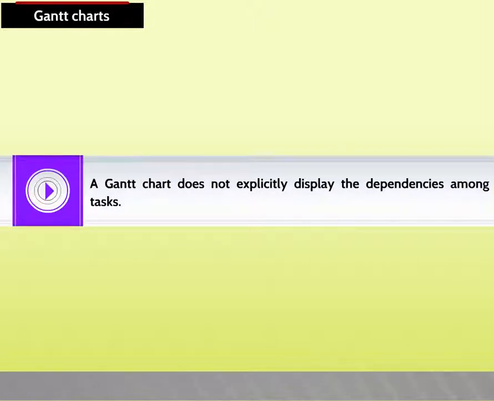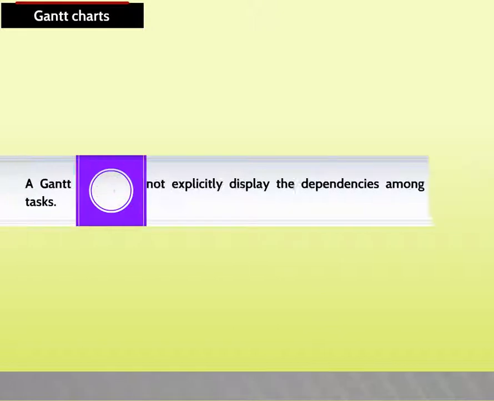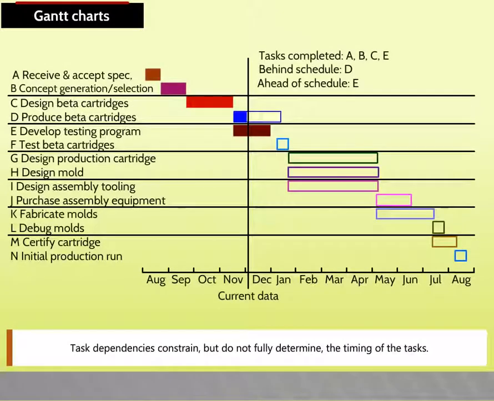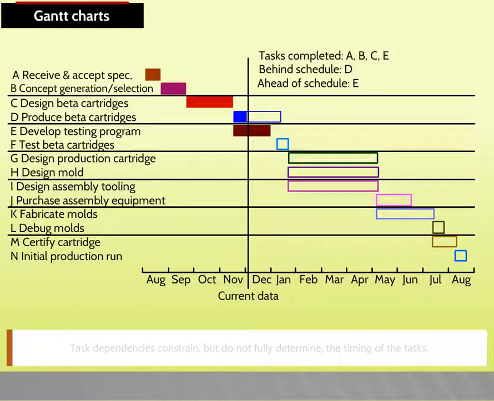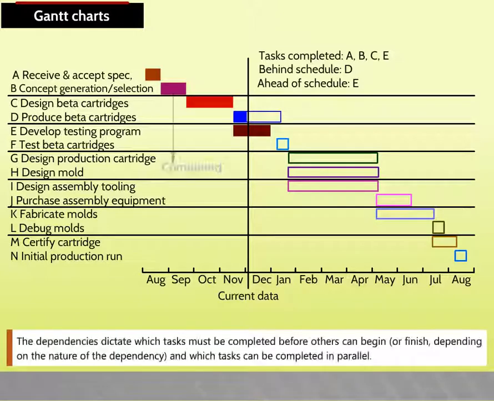A Gantt chart does not explicitly display the dependencies among tasks. Task dependencies constrain but do not fully determine the timing of the task. The dependencies dictate which tasks must be completed before others can begin or finish, depending on the nature of the dependencies, and which tasks can be completed in parallel.